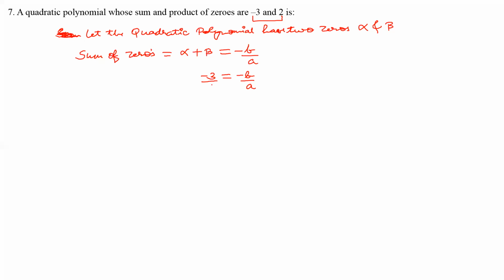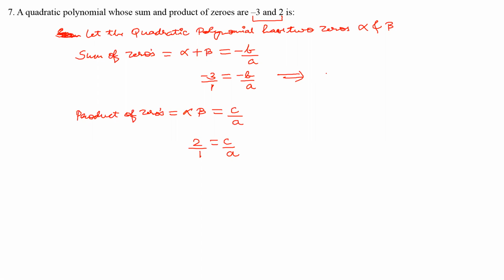Here there is nothing under 3, so I can assume 1. Okay, so from here, now wait, don't write directly the value of a and b, write down product of zeros also. So what will it become, product of zeros, alpha multiplied by beta, is nothing but c upon a. So product of zeros, how much is it given to us? It is given as 2. Okay, so 2 is equal to c upon a. There is nothing under 2, so I can take 1.